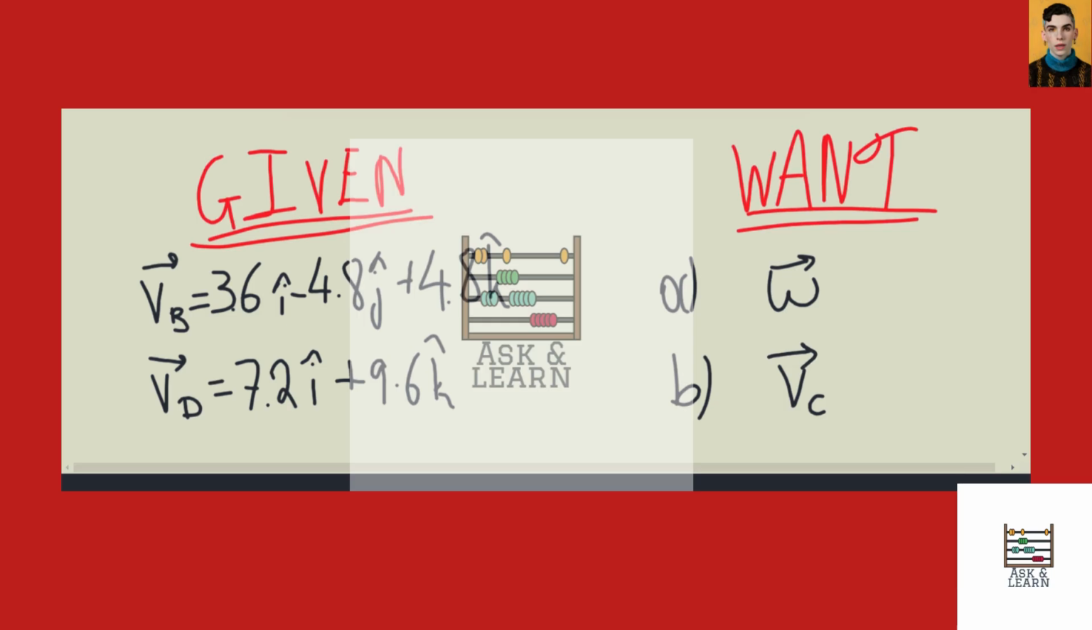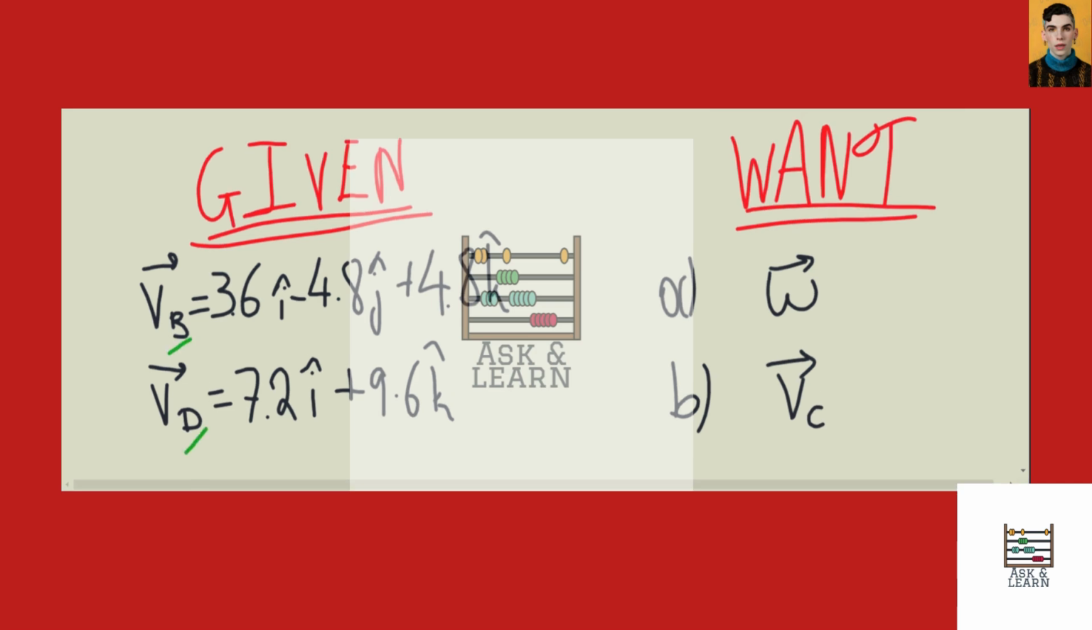So for problem 15.185, we'll be given the velocity vectors for points B and D, and we need to calculate the angular velocity of the bowling ball, and specifically the linear velocity for point C, which is the center of the rolling bowling ball. Now, in order to do this, we need to find a way to relate the angular velocity and the velocity of the center to the velocity vectors of the 2 points.